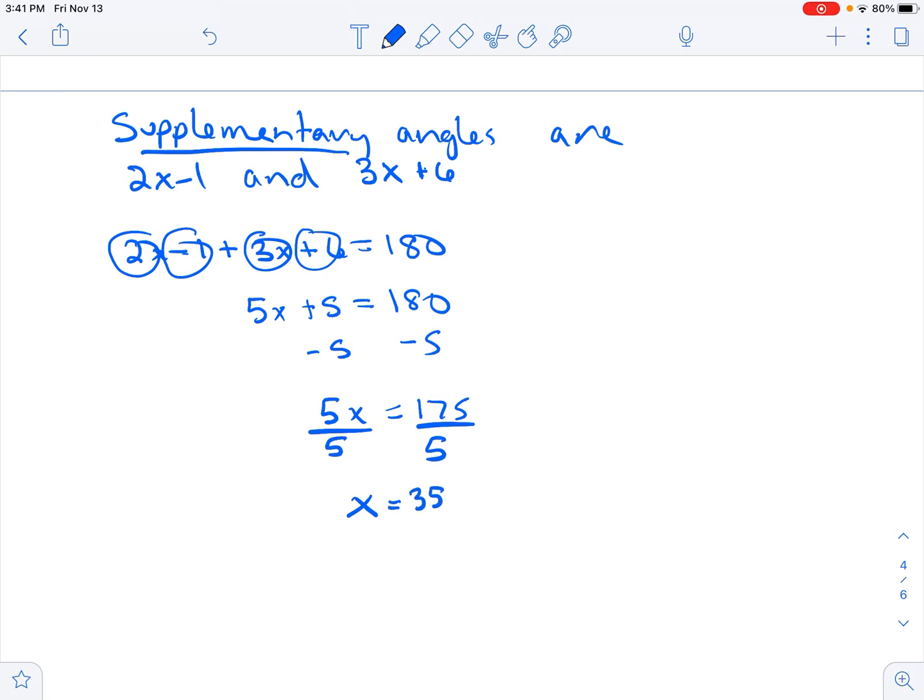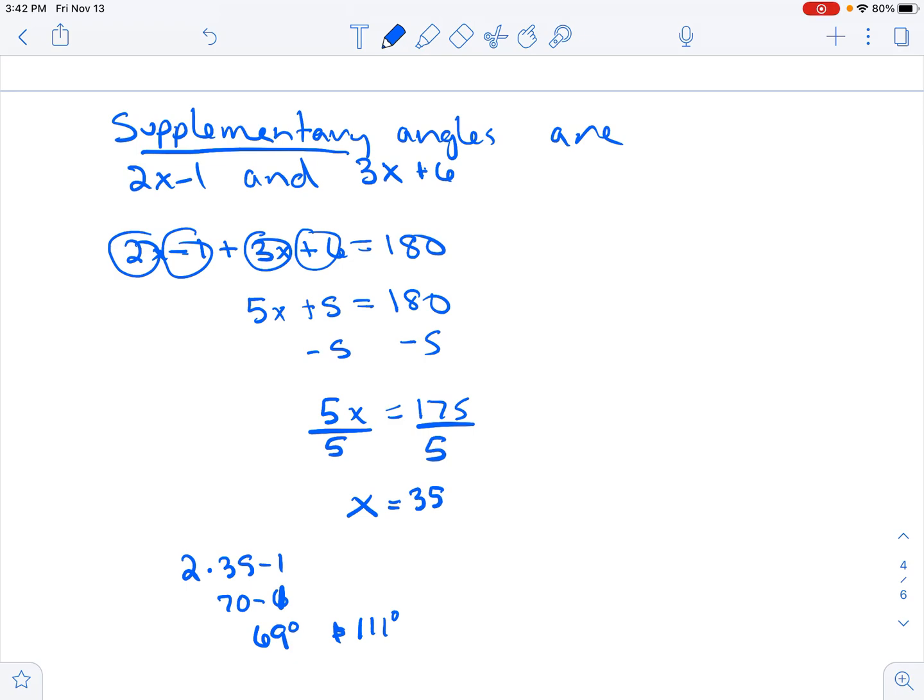And so then if it says what's the measure of the angle, I can plug it in. 2 times 35 minus 1. So that would be 70 minus 1. So that would be 69 degrees. So one angle would be 69 degrees. And the other angle, you could just subtract 180 minus 69, would be 111 degrees. So that's what we're looking for.